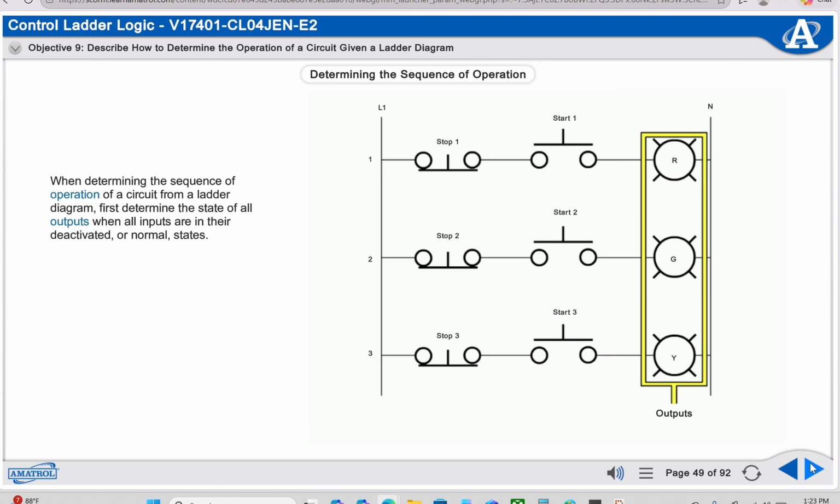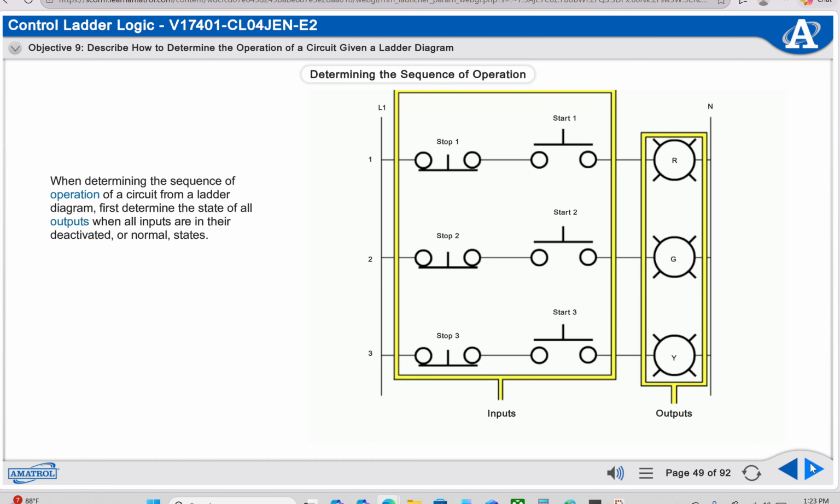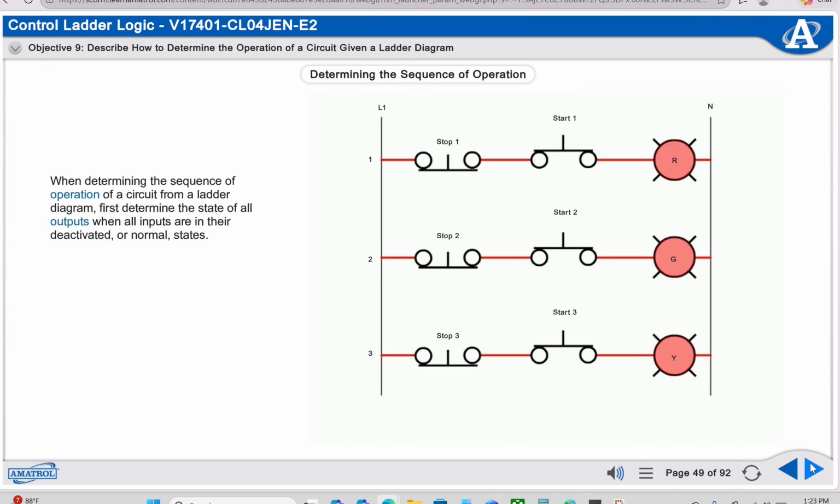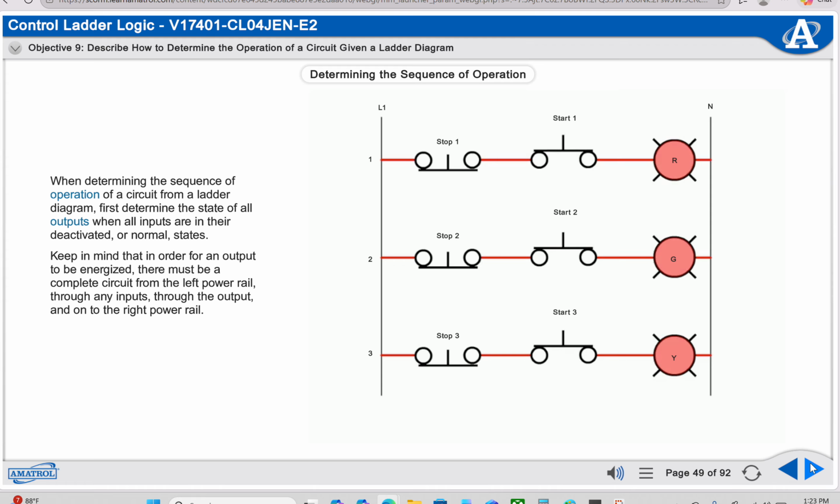When determining the sequence of operation of a circuit from a ladder diagram, first determine the state of all outputs when all inputs are in their deactivated or normal states. Keep in mind that in order for an output to be energized, there must be a complete circuit from the left power rail, through any inputs, through the output, and on to the right power rail.